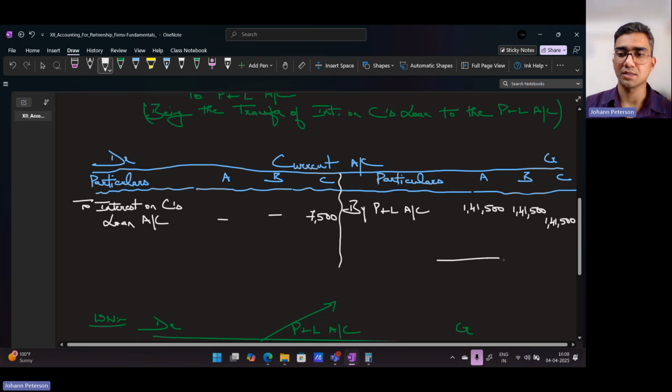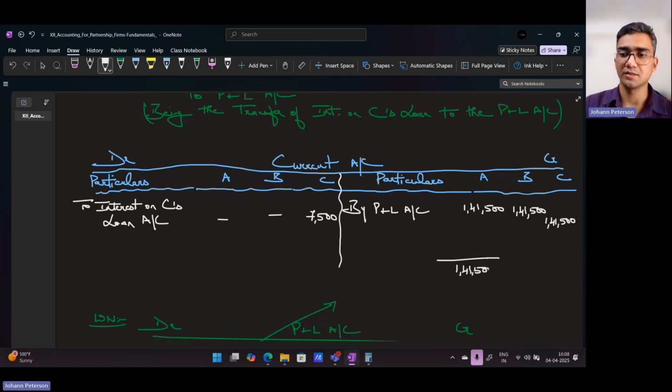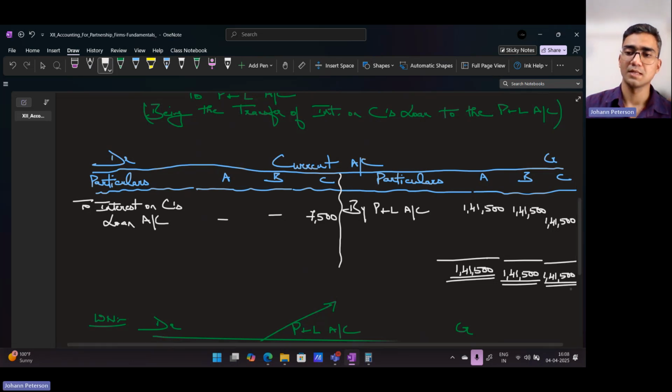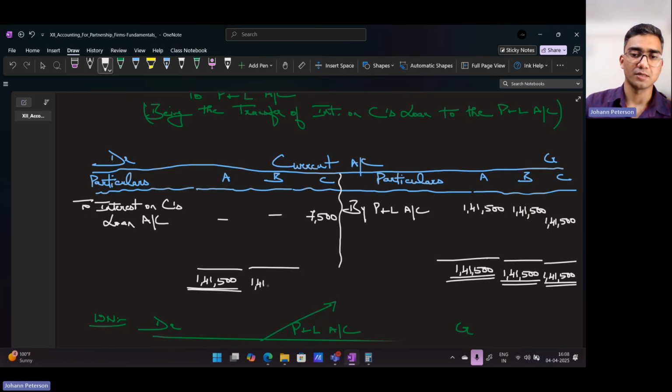Each of these amounts are 141,500 on the credit side. Write this 141,500, 141,500, and 141,500. So the balancing figures will be on the debit side. We will call this balance carried down, the balancing figure.